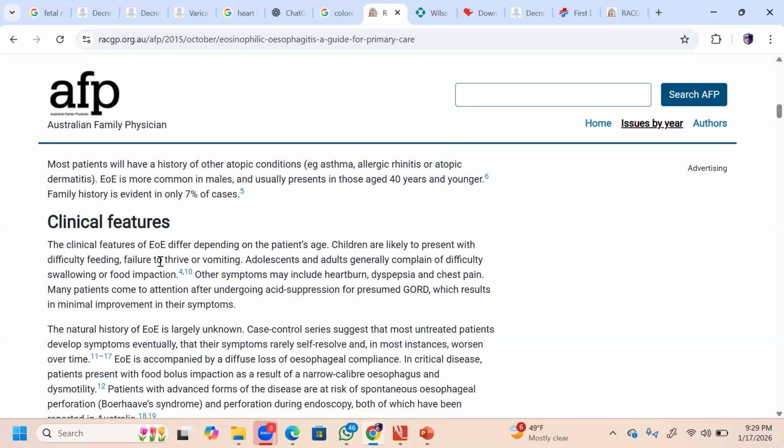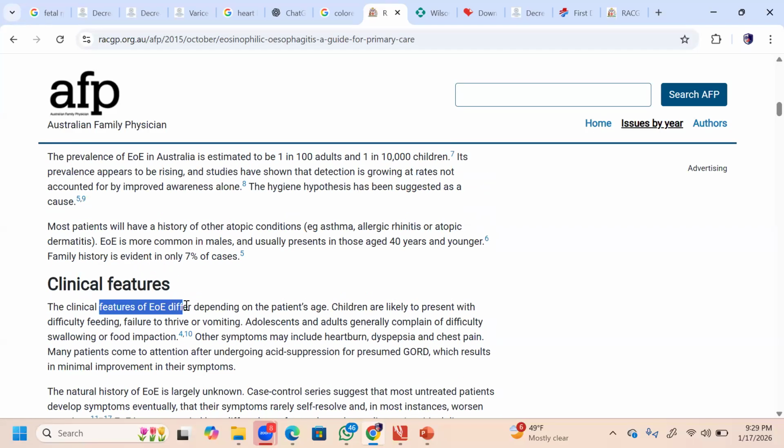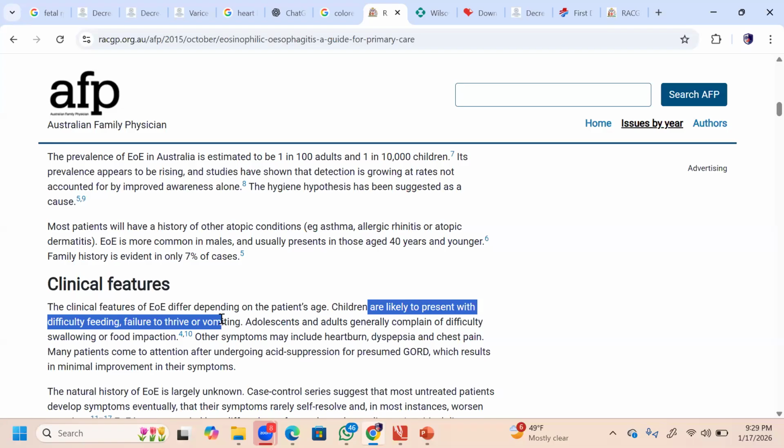So what are the clinical features? The clinical features of eosinophilic esophagitis differ depending upon the patient's age group. Children are likely to present with difficult feeding, failure to thrive, or vomiting.